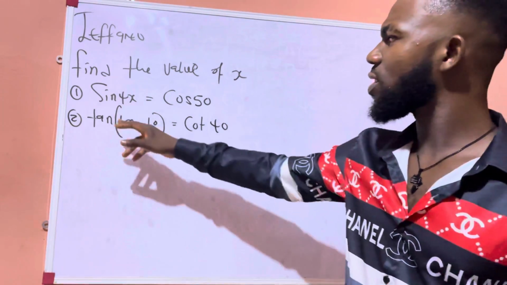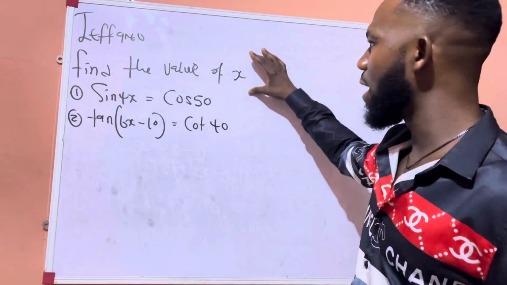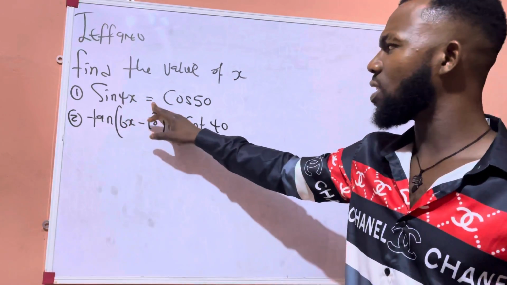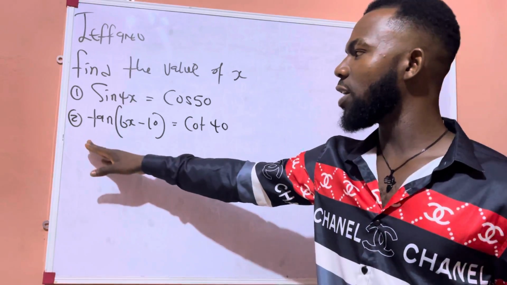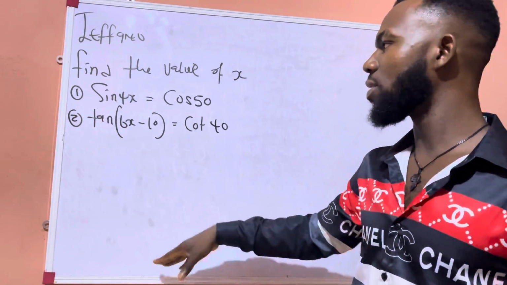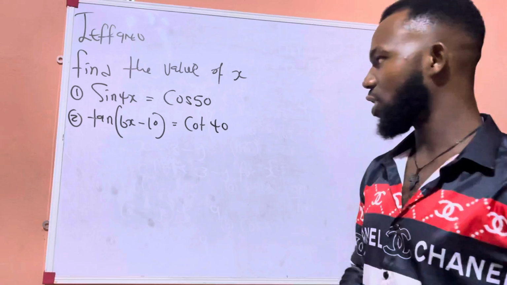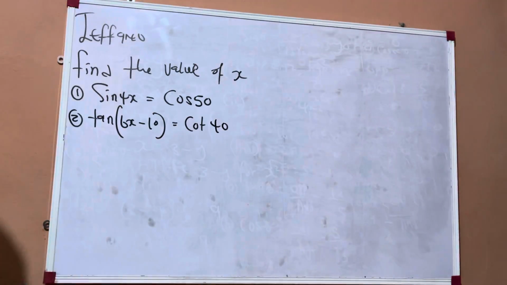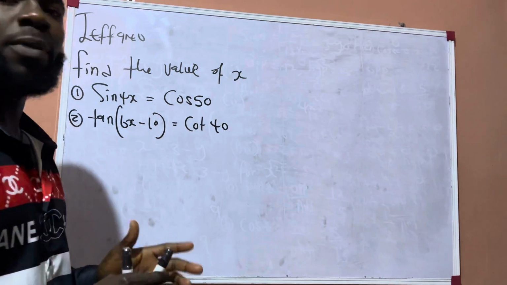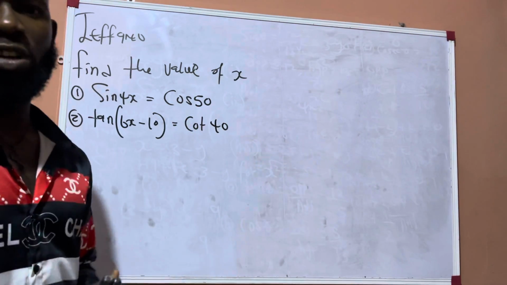Question 1 says, find the value of x if sine 4x is equal to cos 50 degrees. And question 2 says, tan (6x minus 10) equals cot 40 degrees. Now, when you are given questions like this, how do you solve this type of problems? You will have to make use of the formulas known as complementary angles.